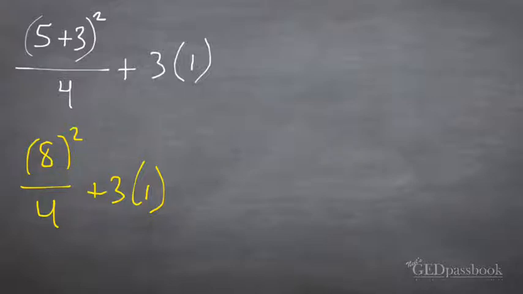8 squared. What's 8 squared? What's 8 times 8? Ha, did you memorize your perfect squares? What's 8 times 8? Good, 64. You rewrite your problem. Okay. We're getting it smaller and smaller. What do I do now? Ask yourself, what operations do you see?